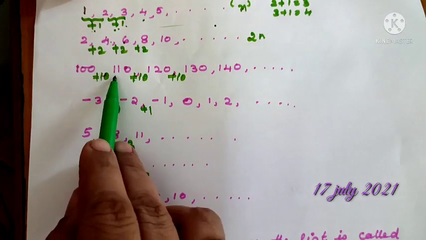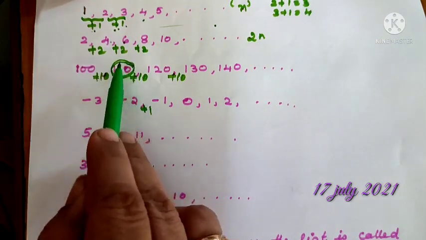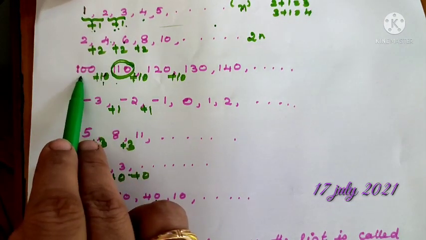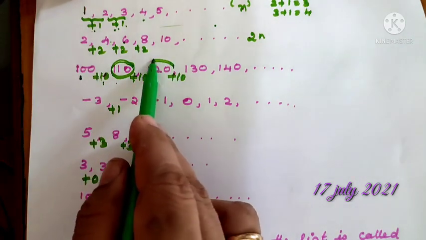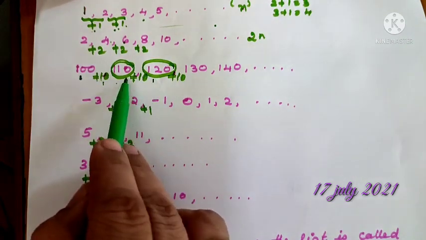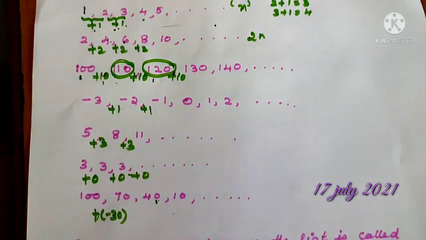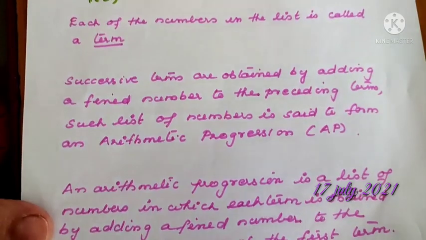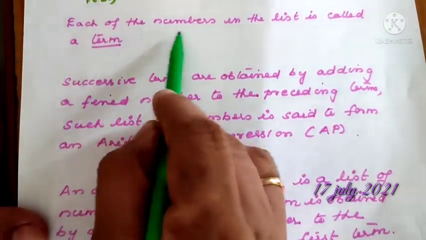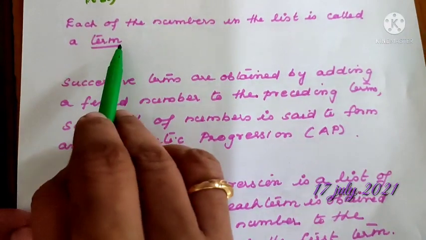Once again, for getting the second term, that is 110, we added plus 10 to the previous term 100. For getting 120 we added 10 to 110. Like that it is going, and throughout the sequence the number is the same. Now first point, each of the numbers in the list is called a term only.